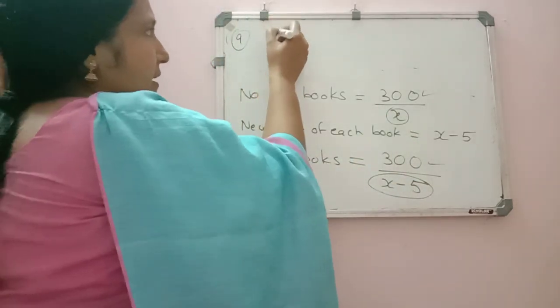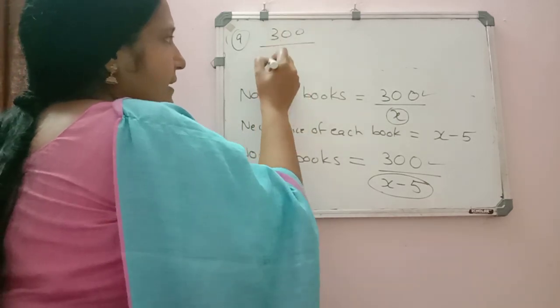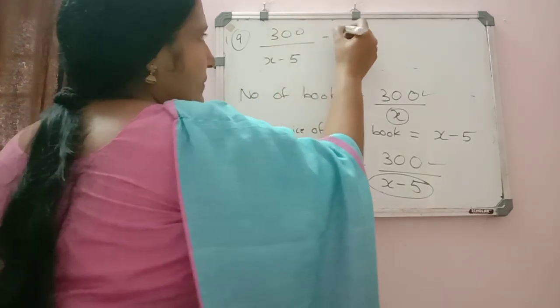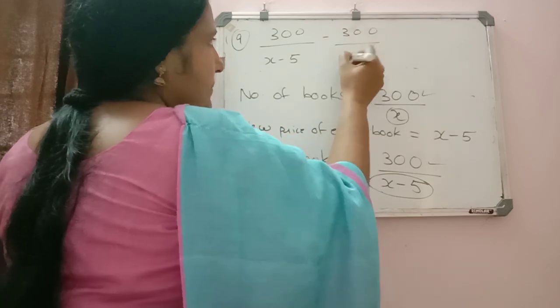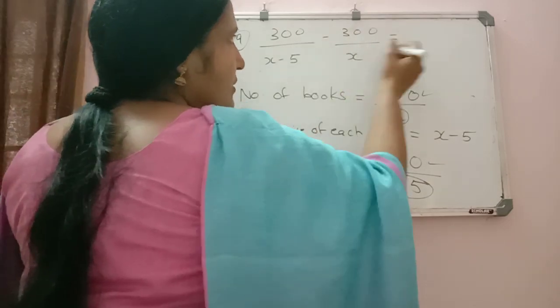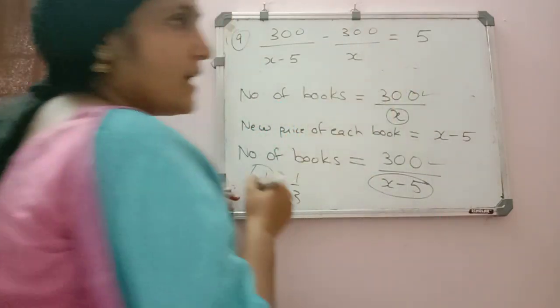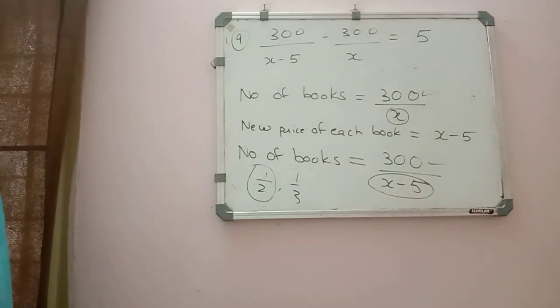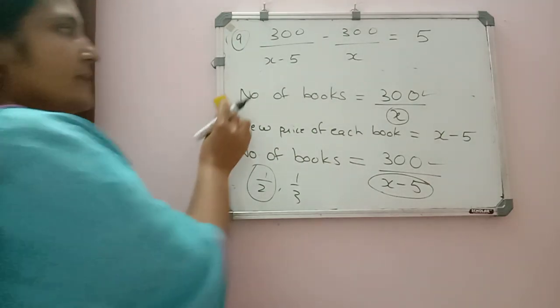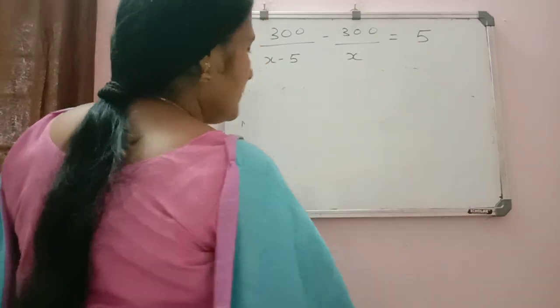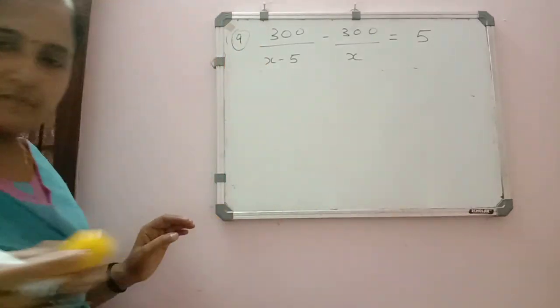So we will write here 300 by x minus 5 minus 300 by x is equal to, what is the difference in the book? 5. He can buy 5 more books for rupees 300. That's why we wrote the difference is equal to 5.